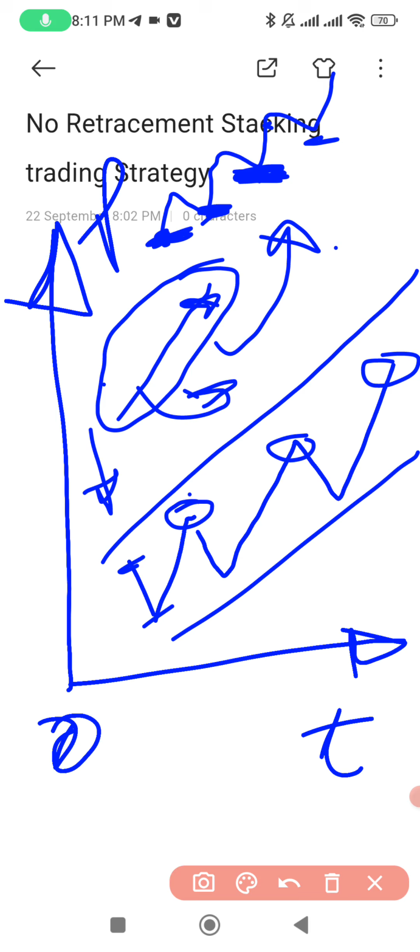This thing must happen in the time frame of your entries, which are preferably 4 hours down to the 30 minutes time frame. Okay, that's good.